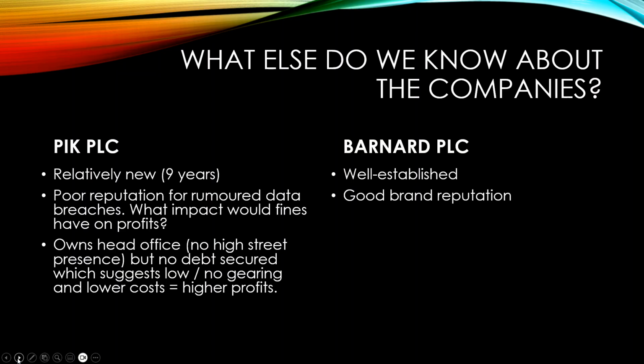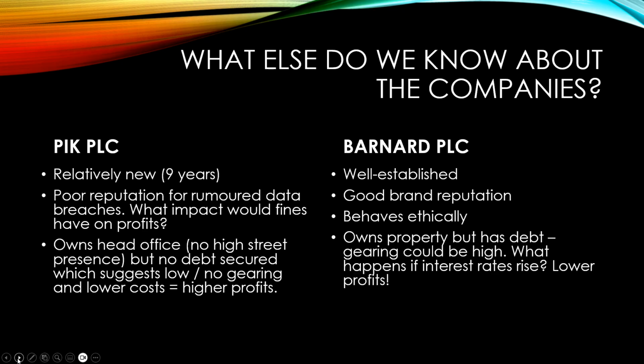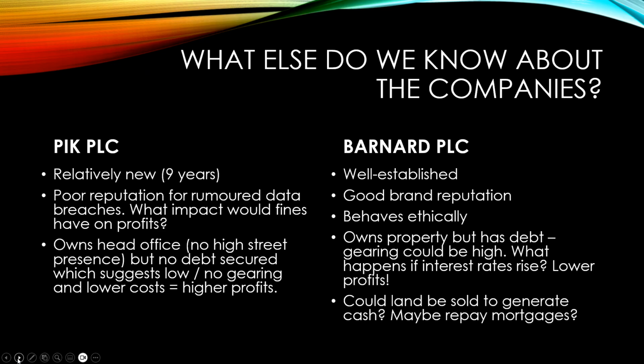Barnard is well established. It's got good brand reputation, behaves ethically, and it owns property, but it does have debt. So gearing could be high. Again, we just don't know what happens if the interest rates rise. That will lead to lower profits and therefore lower dividend income for Donna. Could we sell land to generate cash, maybe repay some of the mortgages?